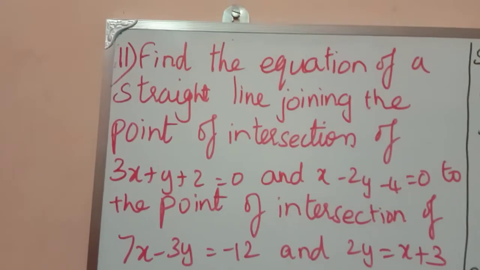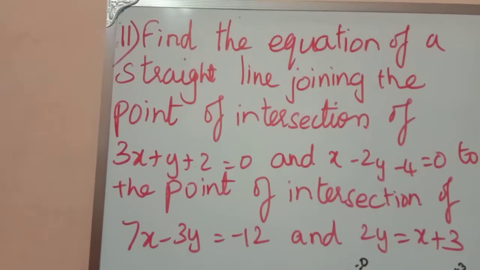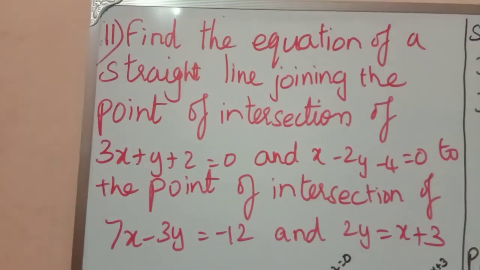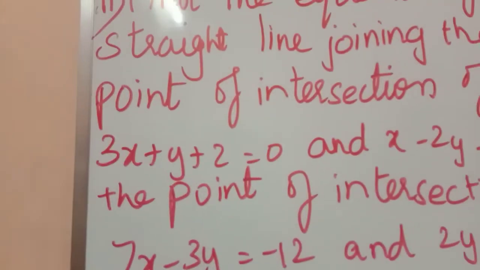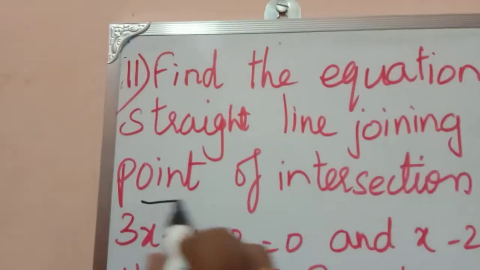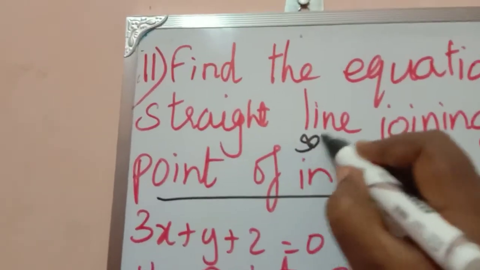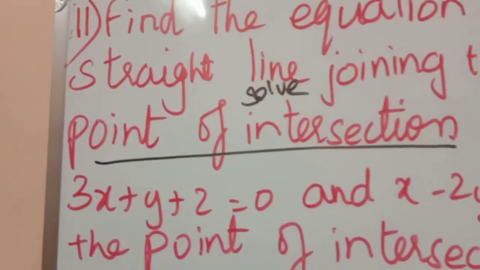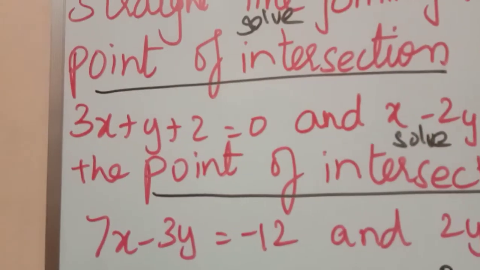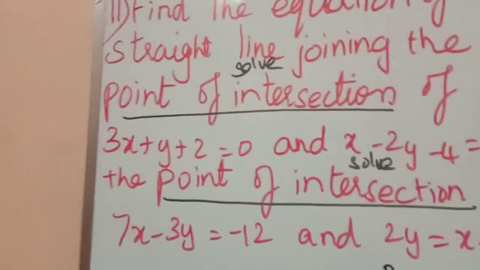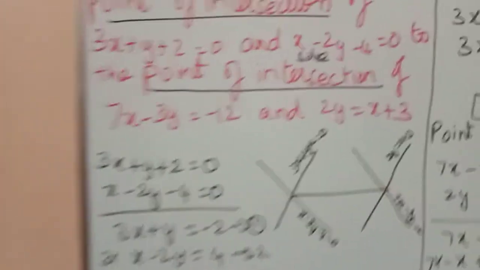Question number 11. Find the equation of a straight line joining the point of intersection of two given lines to the point of intersection of again two given lines. Okay. So for the point of intersection we have to solve. Again for the point of intersection we have to solve. So after the word point of intersection, two equations will be given. So this is the meaning.